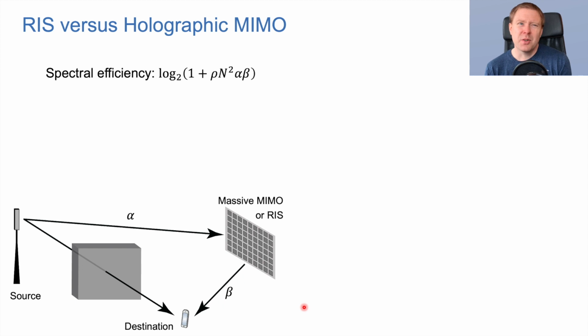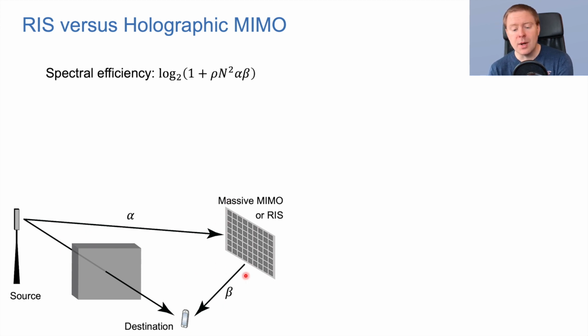Okay, so should we compare reconfigurable intelligent surfaces and holographic MIMO? Well, we can do that. Let's do that. Say we have a source transmitting to a destination. We have a surface over here. For every element in the surface, we have a channel gain of path loss alpha, and then from every surface element here to the destination we have a path loss beta, and now we assume that this direct path is totally blocked.